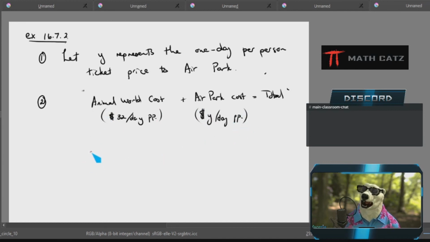So now let's see. Animal World costs $32 a day per person. Now everything is just happening on one day, so I don't really care about the day. Now she bought tickets for herself and 4 of her friends, so she bought 5 tickets. So Animal World is going to cost 5 times 32.